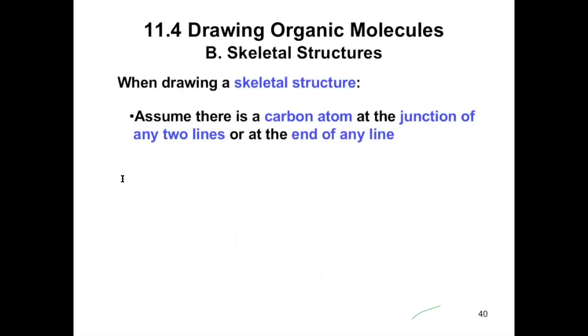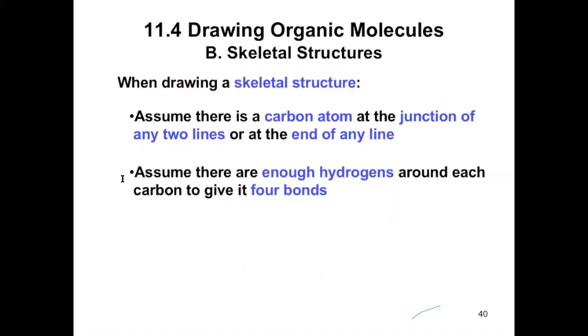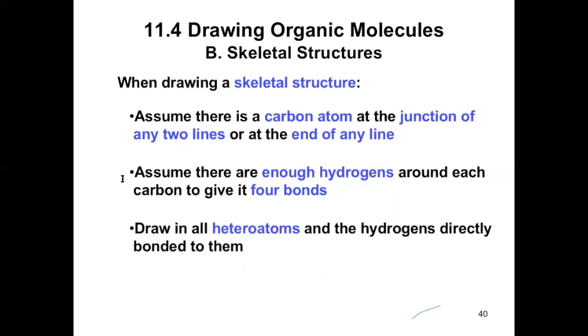Okay, next one would be the skeletal structure. As I said, there are different structures. There's condensed, and there's the line structure. Actually, the structure I showed you is commonly called a line structure or line formula. So always remember, whenever you see it, imagine a Piattos chip. All the corners of the Piattos are carbon. Basically, at the junction of any two lines or at the end of any line, there is a carbon atom. And assume that these carbon atoms are bonded to hydrogen to give them 4 bonds. Then you have to draw in all heteroatoms and the hydrogens directly bonded to them.